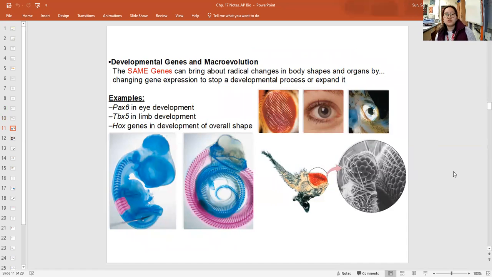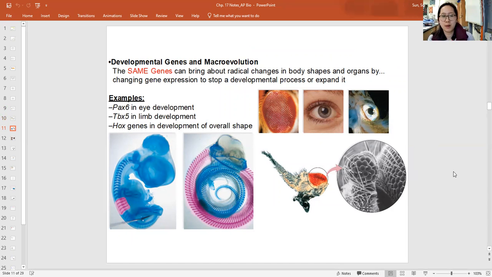There are some developmental genes in macroevolution that are the same genes, but they bring different changes in body shapes and organs by gene expression being different, or the developmental process that occurs after it's been expressed. So some examples are the PAX6 eye development gene, the TBX5 limb development gene, and the Hox genes that we were just talking about for overall shape.